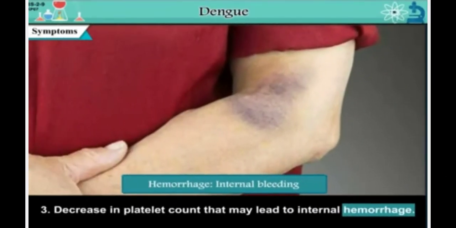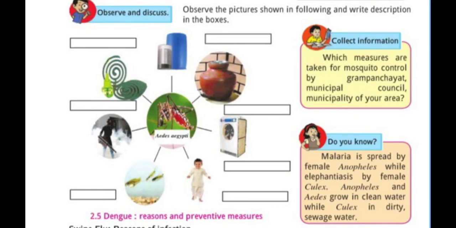Now, a decrease in platelet count may lead to internal hemorrhages. Internal hemorrhages are nothing but internal bleeding. Now observe this diagram and try to complete the box, that is, reasons and preventive measures.